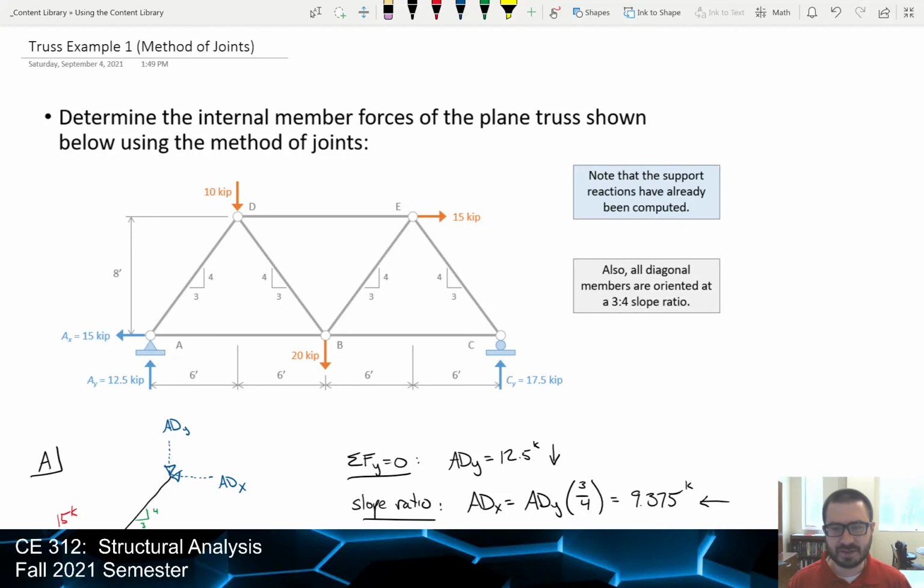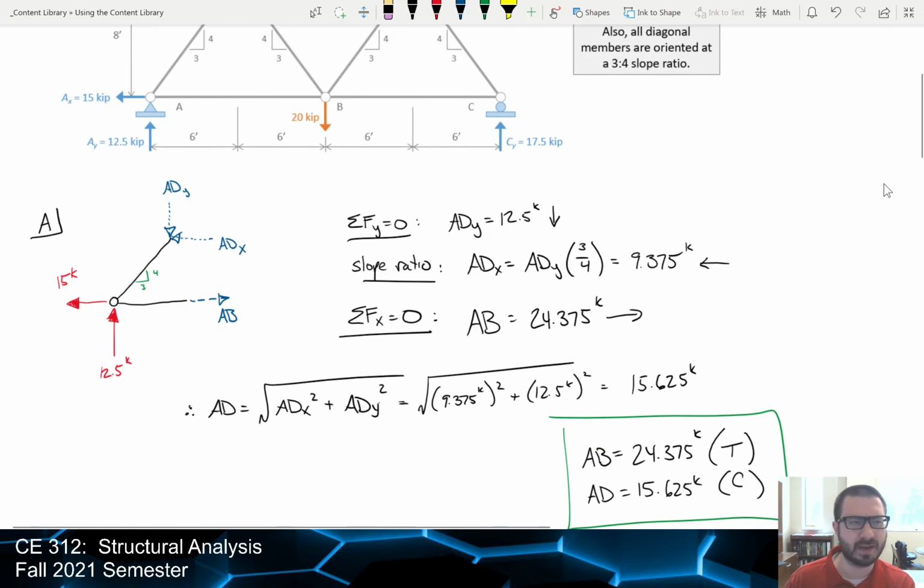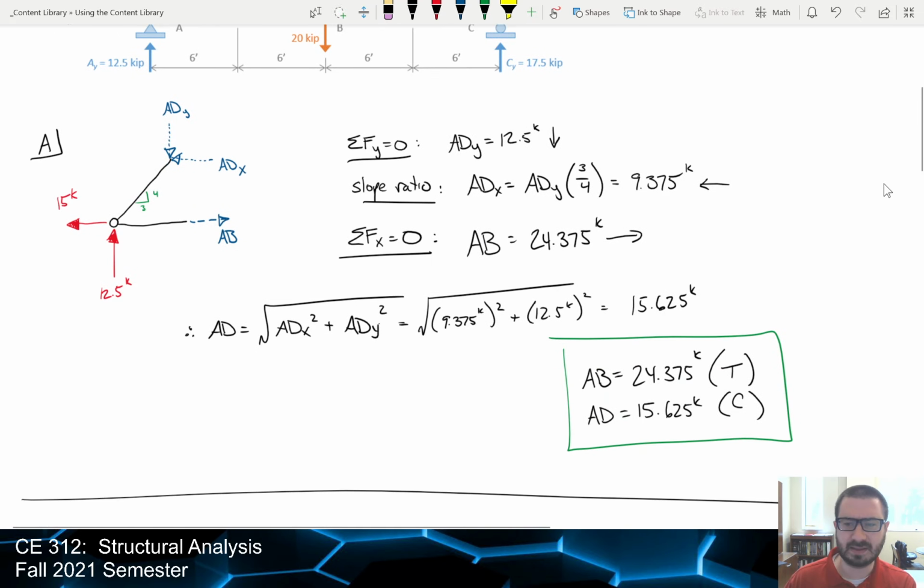All right, so let's finish this example that we were working on in class a little bit ago. So this is the truss that we were working on, and let's just recap what we had done so far. The reactions were given, and we spent the majority of time in the example focusing on the method of joints analysis of two joints. We had completed joint analysis of A, and we had gotten our two unknown members AB and AD.